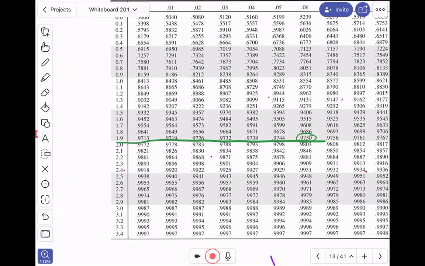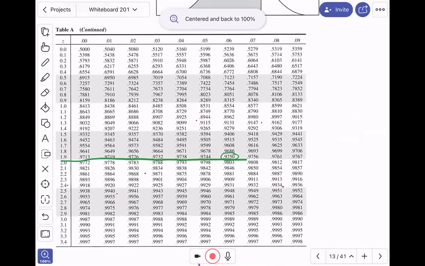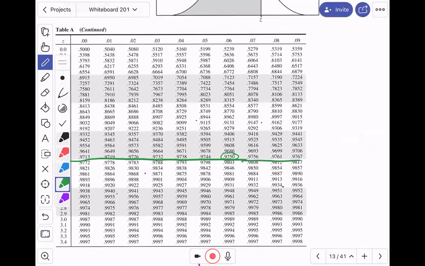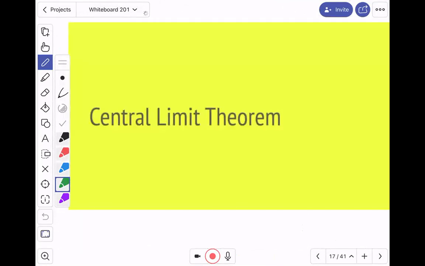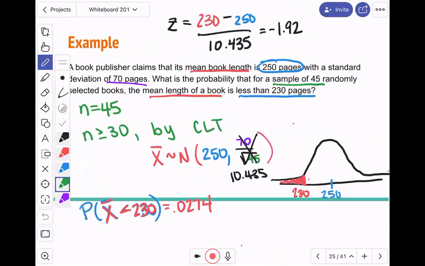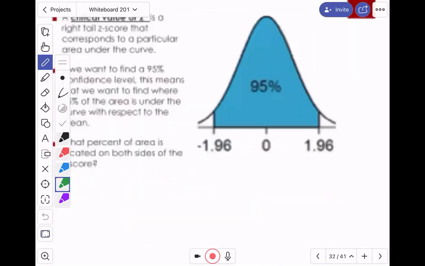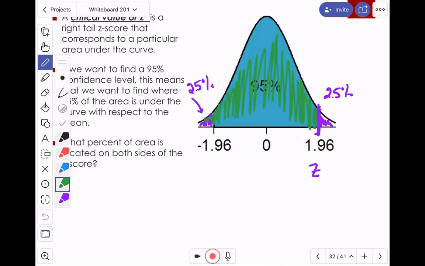That value is 1.9. This value is 0.06. So the z-score that corresponds to 97.5% is 1.96. And look here at this curve, what number is sitting on that curve already? We have 1.96. That's how I get the value of z equals 1.96.